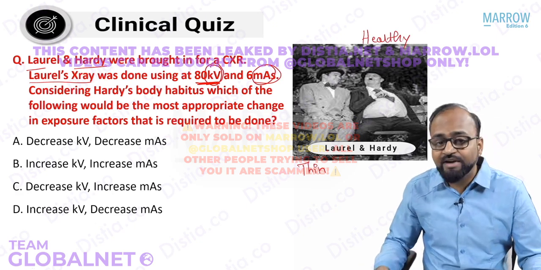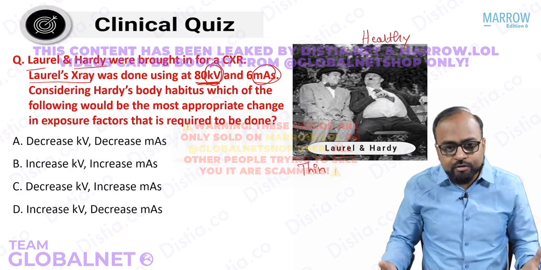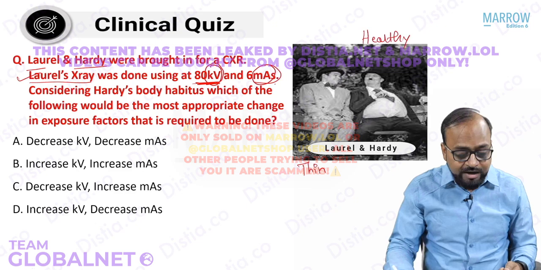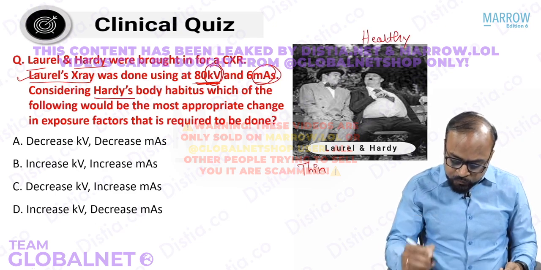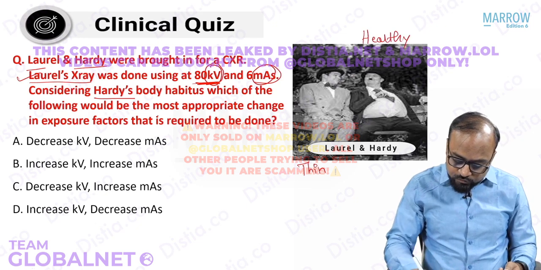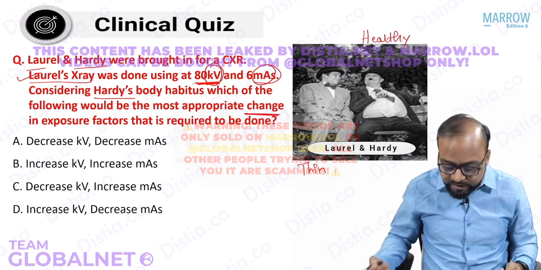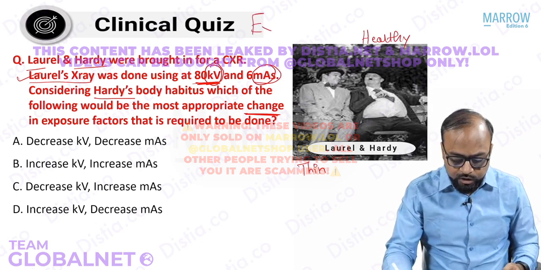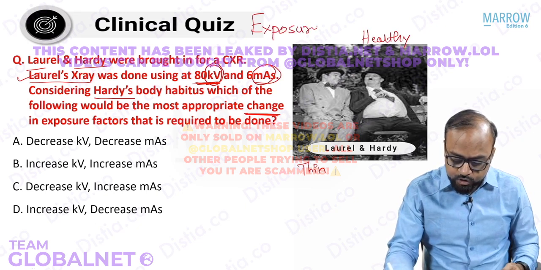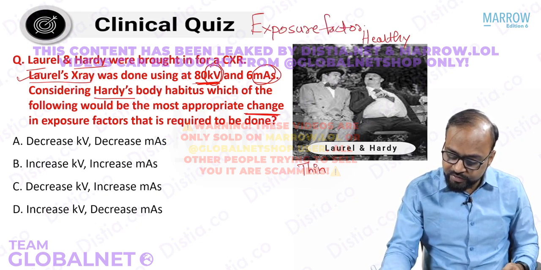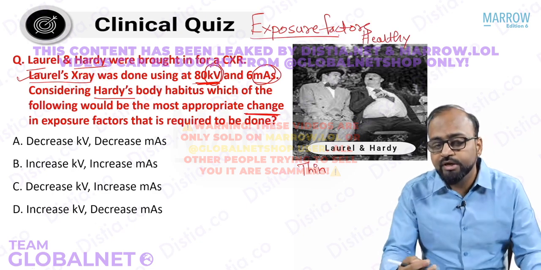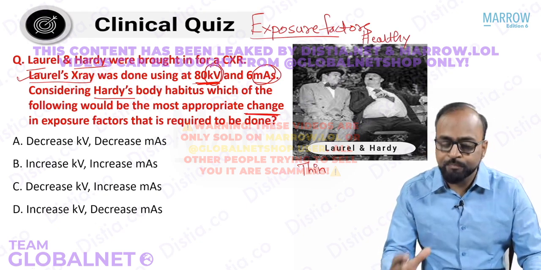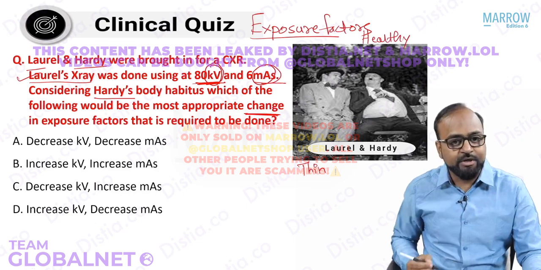These are important exposure factors that we must know. And how do they affect the quality of the X-ray image? This is something that the examiner is asking you. Laurel's X-ray is done with these exposure factors. But now, considering Hardy's body habitus, which of the following would be the most appropriate changes in the exposure factors that are required to be done? So this question is basically asking you about the concept of the exposure factors and how they affect the X-ray image, right? And how they must be modified so that the X-ray image quality is improved. We'll discuss kV and mAs as we go ahead.